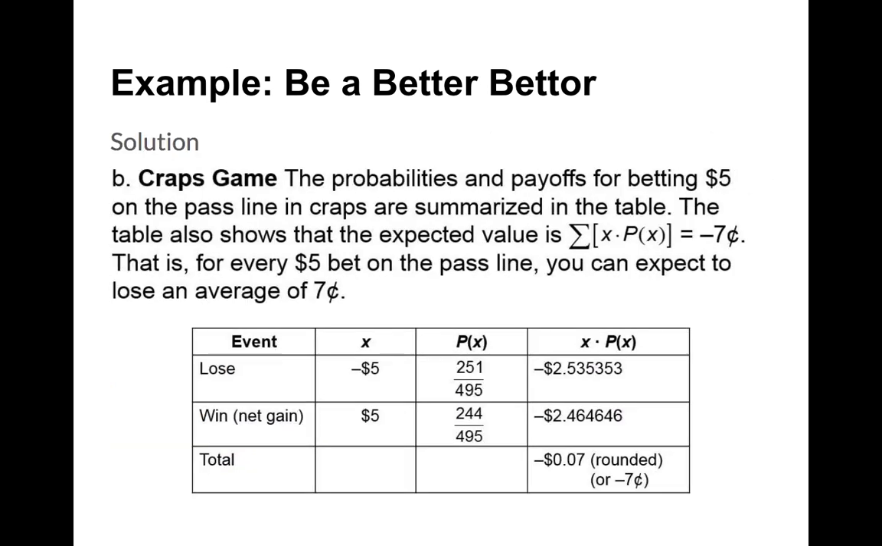So now if we look at the craps game, if we lose $5, our random variable value is negative 5, and that happens with the probability of 251 over 495. If we win $5, that happens with the probability of 244 over 495. If we multiply these together and add them up to give us our mean or expected value, we get negative $0.07, or negative 7 cents.